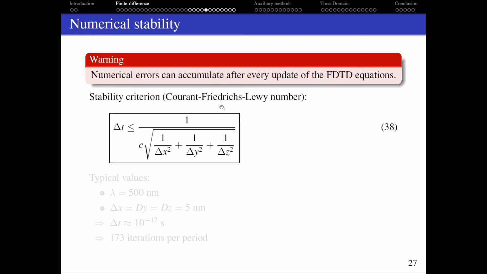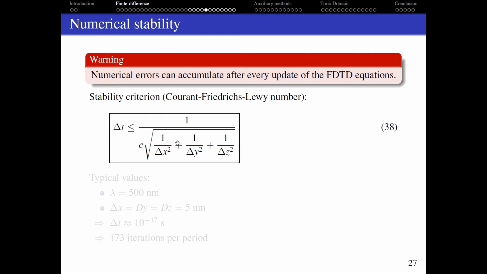And so there is a criterion, which is the CFL number, for Courant, Friedrichs, and Lewy. And this criterion states that the time step is defined by 1 over c square root of this sum here. This is very important because that means the time step is constrained. And roughly speaking, that means that the more you refine your mesh, the smaller your time step will be.